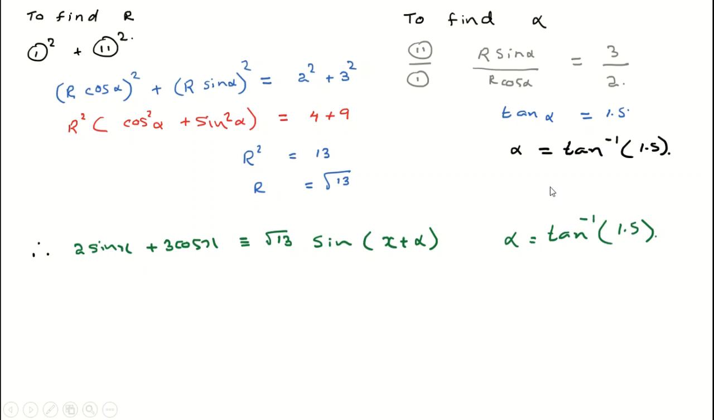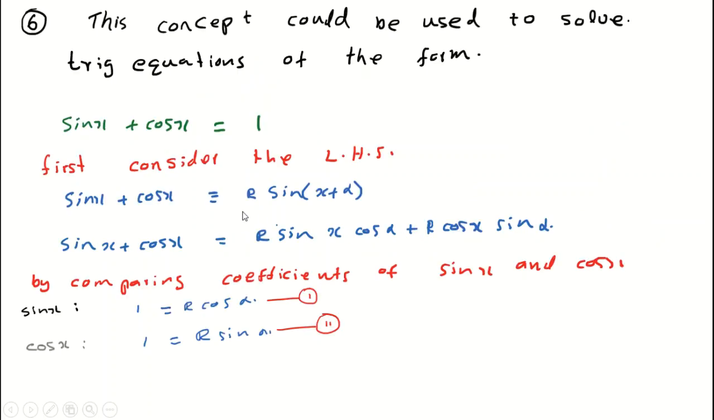You can use your calculator and find this alpha value and apply here. So 2 sin x plus 3 cos x is equal to root 13 sin(x plus alpha). You can find the alpha using your calculator and apply here. I didn't have the calculator this time, so I didn't find it. It should be somewhere around 56, I think. We'll see.